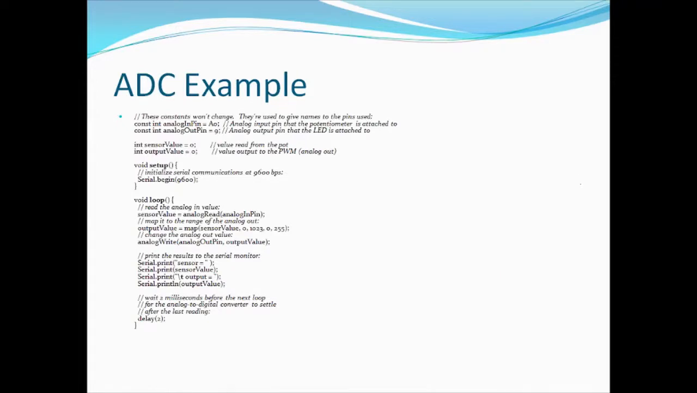So there is an ADC example also. You can see the code here. Here they have started the serial monitor, and here it's grabbing the sensor value, and here it's grabbing the output value. Here it's taking the analog write, and here sensor is equal to sensor value, then output is equal to output value, and after that, lastly, there will be a delay.